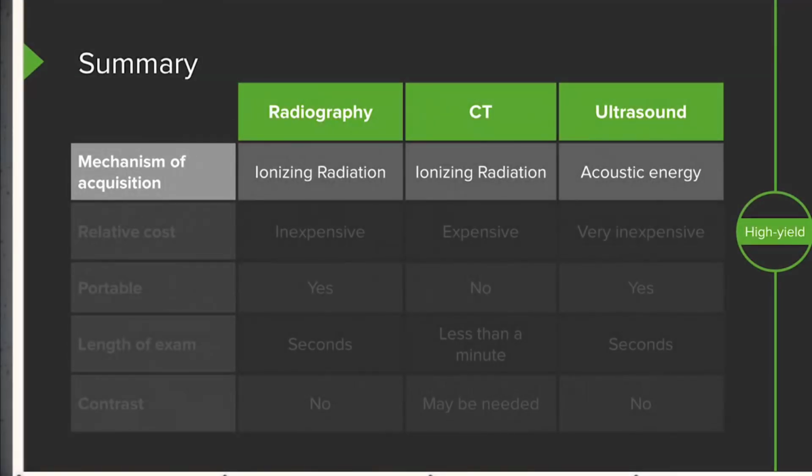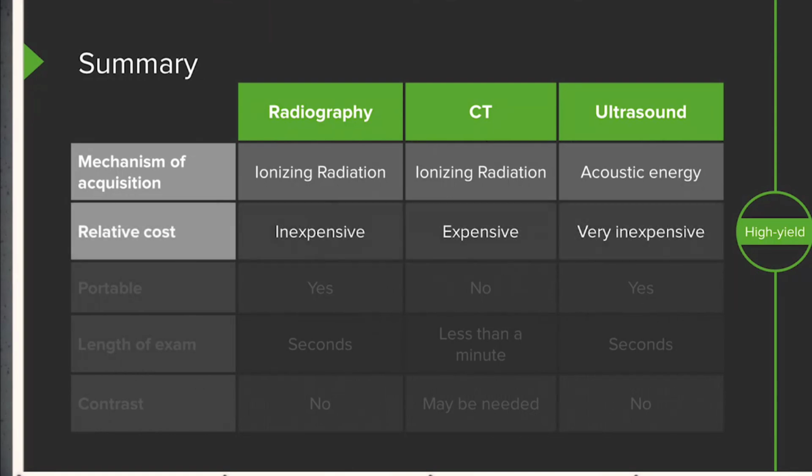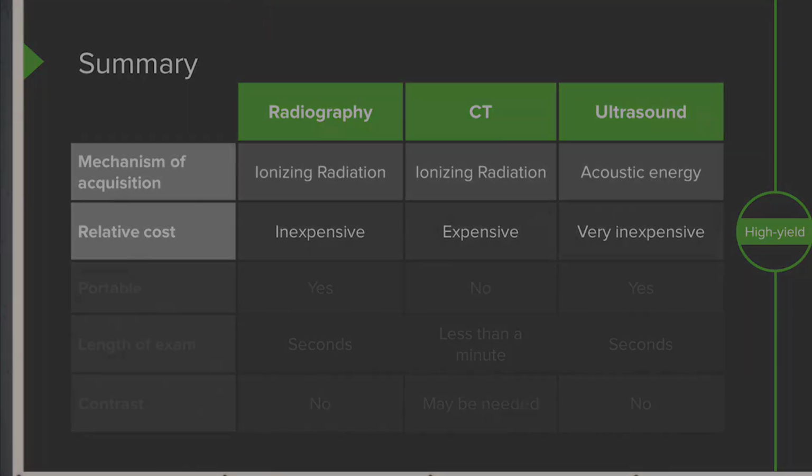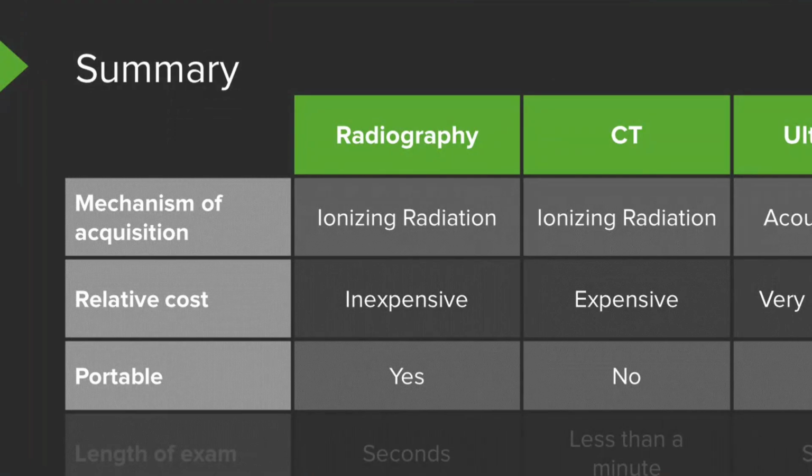So let's review. We've now discussed radiography, CT, and ultrasound. Radiography and CT both use ionizing radiation, while ultrasound uses acoustic energy and doesn't have the risks associated with ionizing radiation. Radiography is inexpensive, and ultrasound is actually very inexpensive, even less so than radiography. CT of the three is the more expensive examination. Both radiography and ultrasound can be performed portably. CT, however, cannot, and it comes with a very large machine.